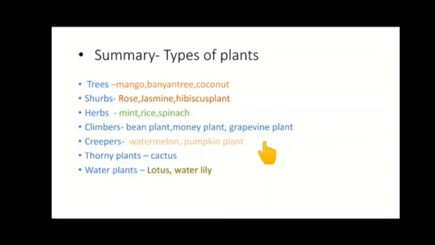Summary of the lesson: types of the plants. Trees, examples of the trees: mango tree, banyan tree, coconut tree. Can you observe this, children? This spelling is wrong. Shrubs, S-H-R-U-B-S. Right spelling. Shrubs examples: rose plant, jasmine plant, hibiscus plant. Herbs, examples: mint plant, rice plant, spinach plant.